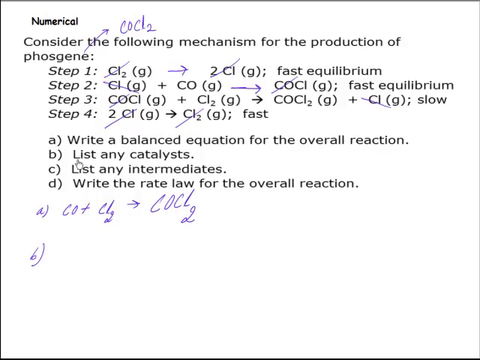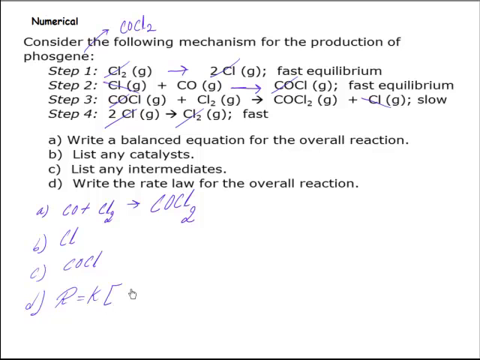The B part, list any catalyst. Now if you look at it properly, it's the chlorine free radicals which react with carbon monoxide to form COCl, so Cl can be acting as a catalyst. Cl is likely to be a catalyst, and the intermediates that are formed are chlorine free radicals and COCl. So we can say the intermediate is COCl.